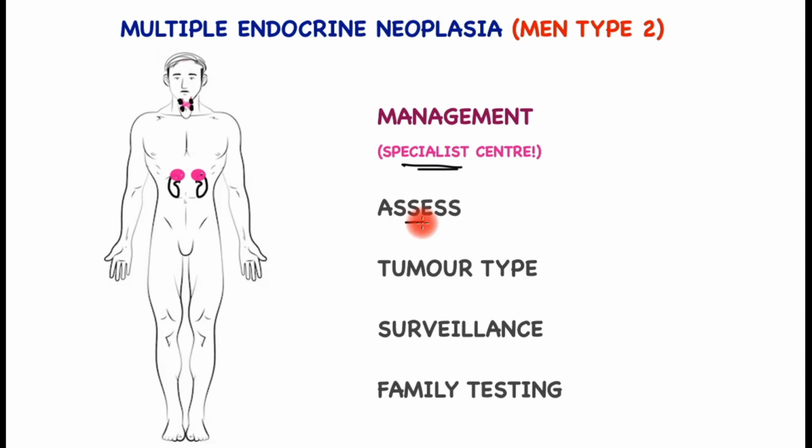The first step, of course, is to assess the patient, to narrow down the tumor type, and then, of course, treatment, which in most cases is surgical resection. MEN type 2 mandates removal of the thyroid gland to prevent future occurrence of medullary thyroid cancers.